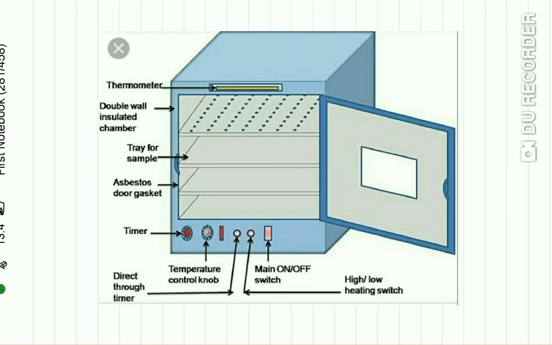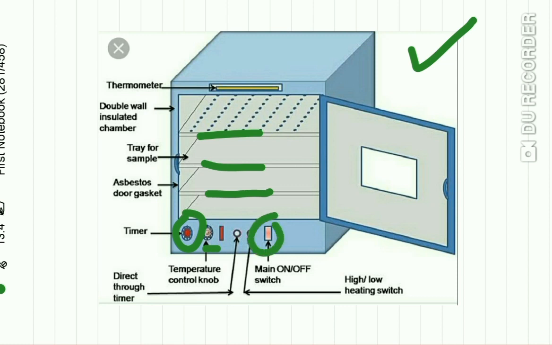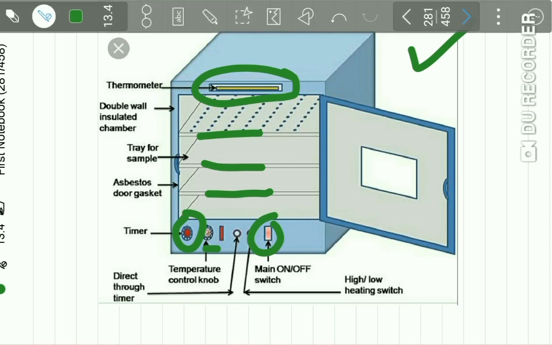So here you can see a picture of a hot air oven, which is made up of trays on which the samples are placed. There is a timer, there is a temperature control knob, the main switch, and a thermometer which indicates the temperature of this hot air oven.